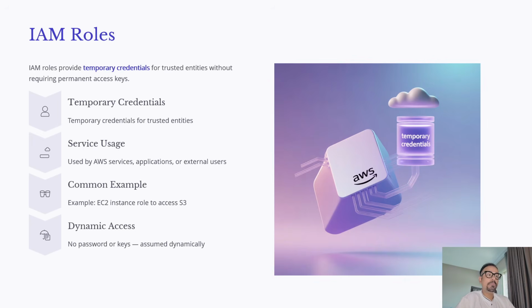IAM roles are often used by AWS services, applications, or even external users who need to access resources in your account. A very common example is attaching a role to an EC2 instance so it can directly access an S3 bucket without you having to hardcode credentials inside your application. The best part is with roles, there are no passwords or static keys that you have for IAM users. Access is assumed dynamically, which makes it both safer and easier to manage. So in short, IAM roles are all about secure, temporary and flexible access to your AWS resources.